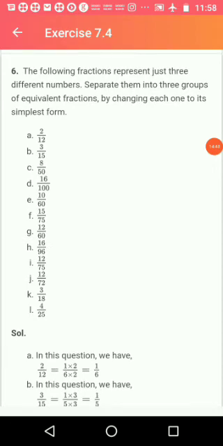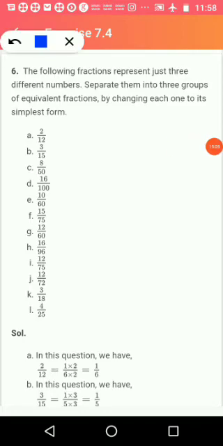The following fractions represent just 3 different numbers. Separate them into 3 groups of equivalent fractions by changing each one to its simplest form. So we have to change each one to the simplest form.